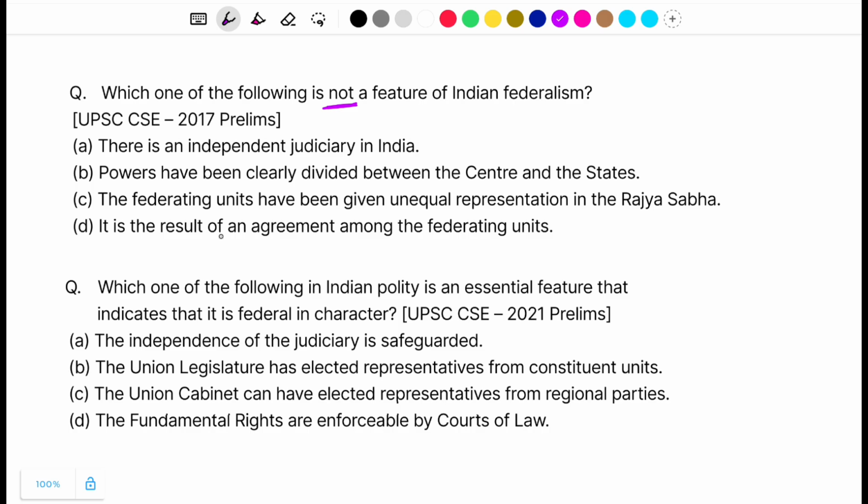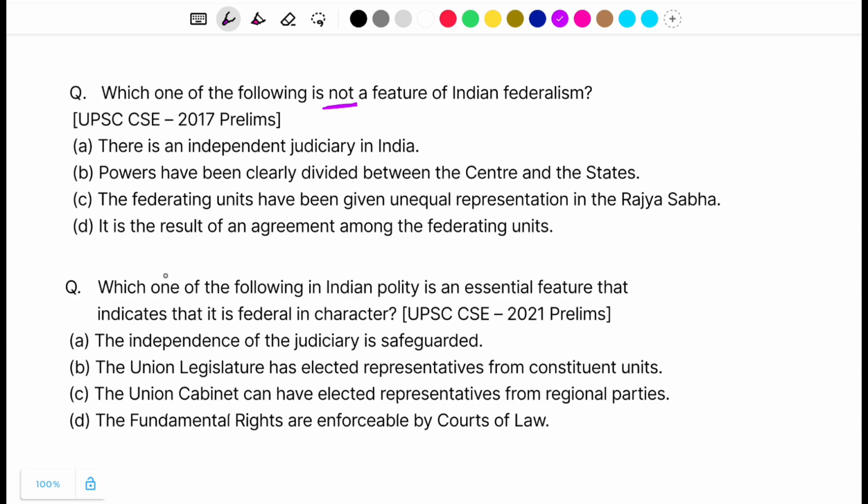The federating units, that means states, have unequal representation in the Rajya Sabha. Yes, and Rajya Sabha is called the Council of States. Every state does not have similar representation. It has a separate formula for calculation. So there is unequal representation. This statement is also right. The federating units have been given unequal representation in the Rajya Sabha. Now comes option D.